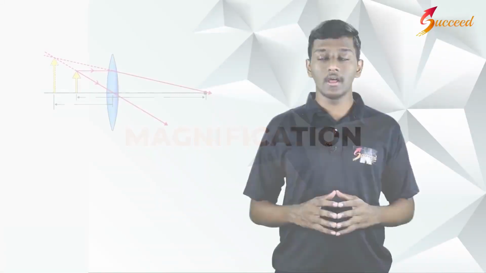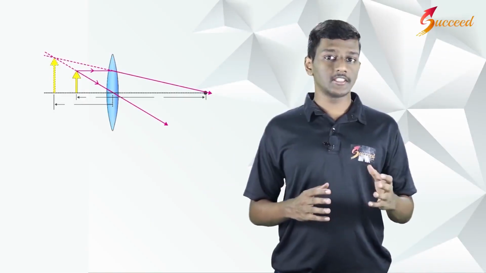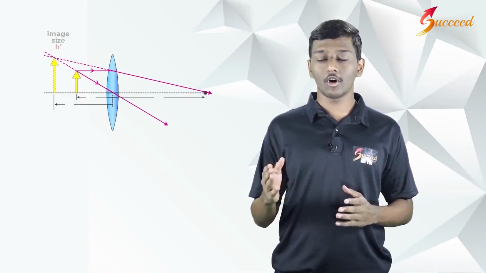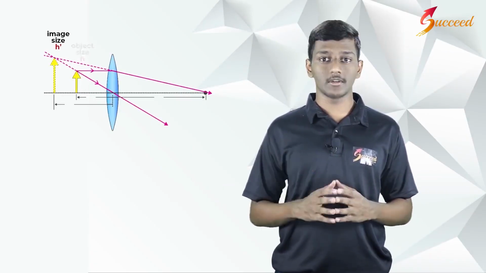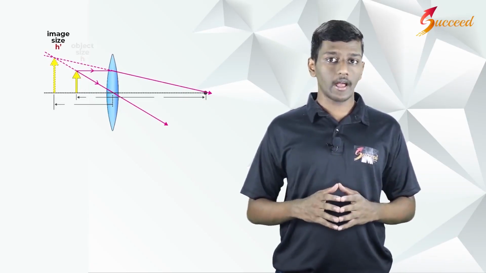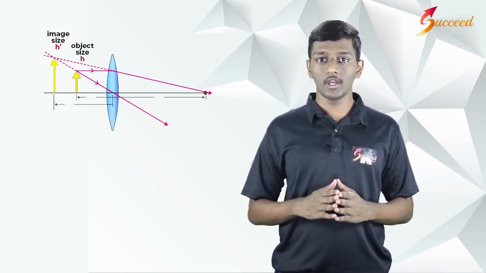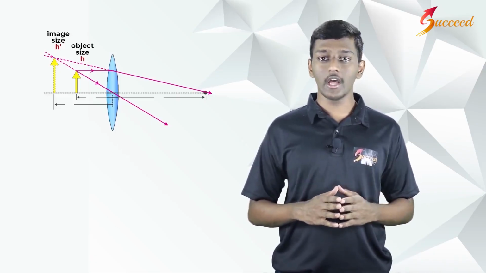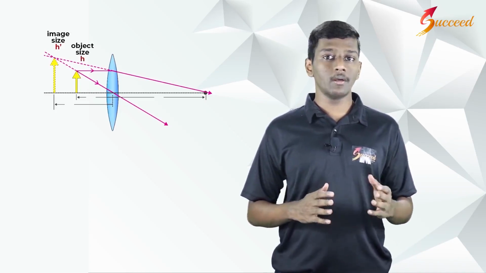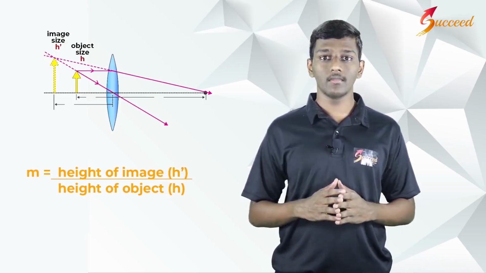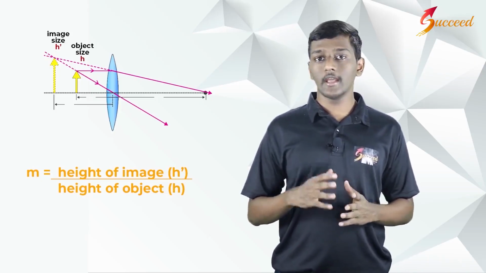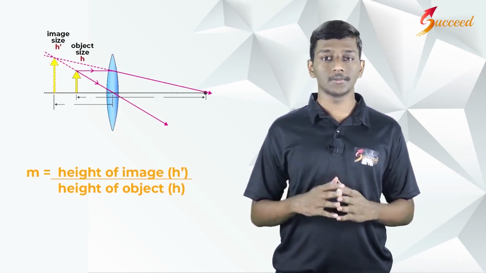Magnification. Magnification is the extent to which the image of the object is magnified with respect to the object. It is defined as the ratio of height of the image to height of the object. M is equal to height of the image divided by height of the object. M is equal to h prime by h.